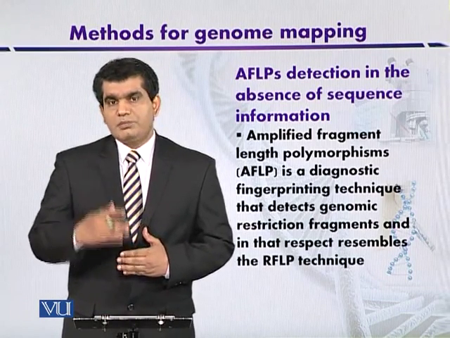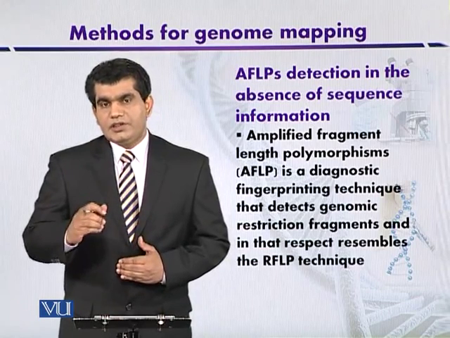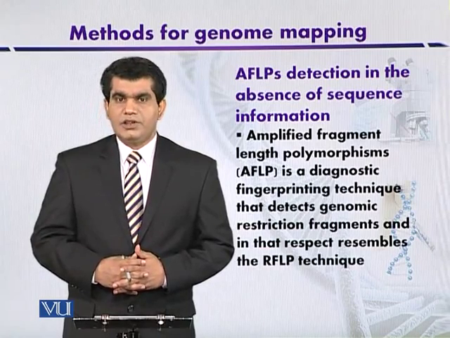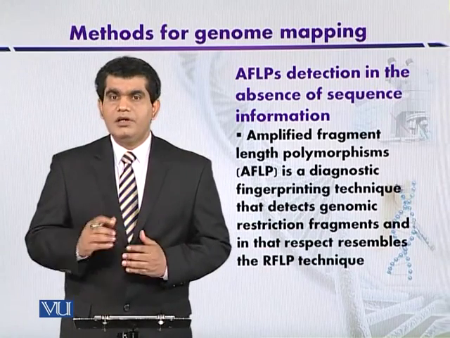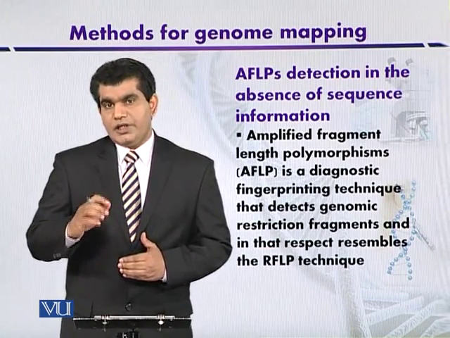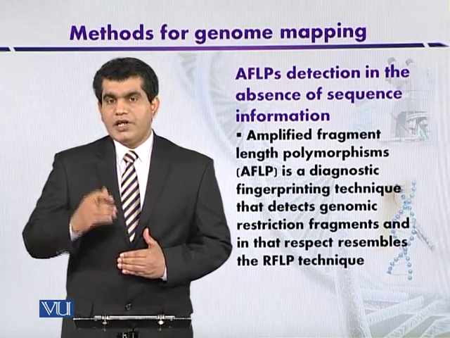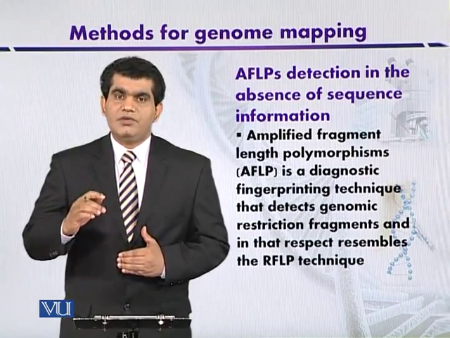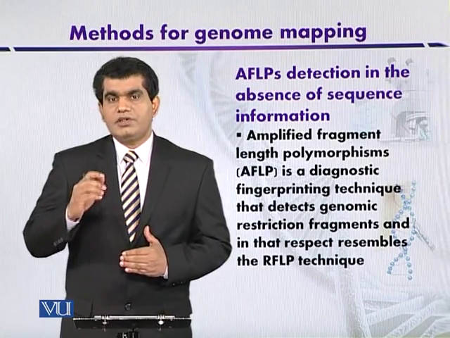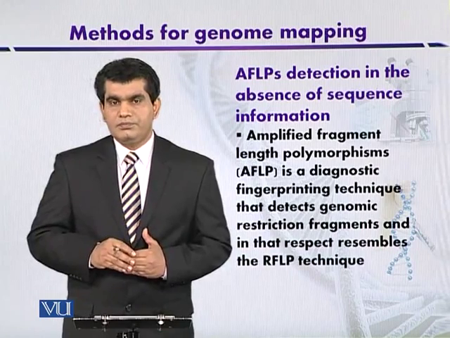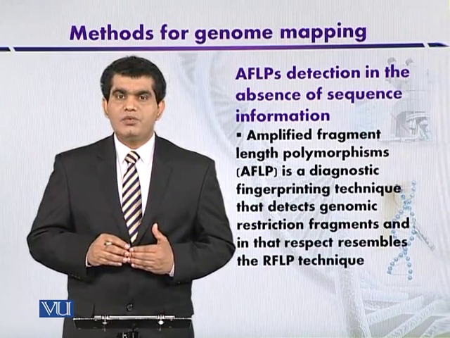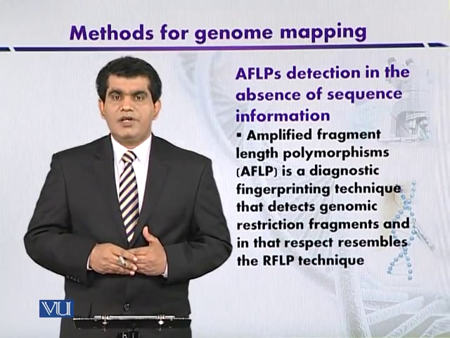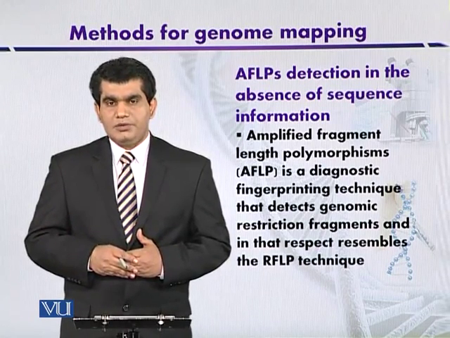Now what is the basic protocol for the detection of fragments by using the AFLP technique or procedure? Here, the genomic DNA that we want to map is isolated, and as usual, it is digested using a set of restriction enzymes. Suppose here we have used two enzymes like EcoR1 and MseI restriction enzymes.